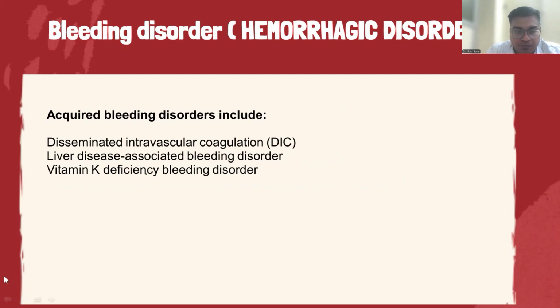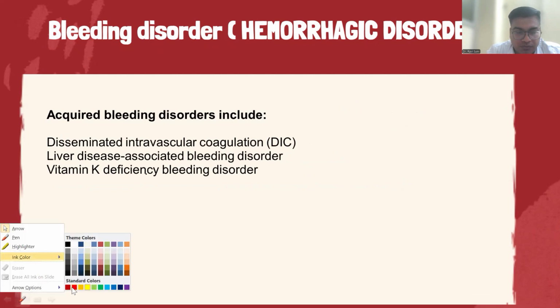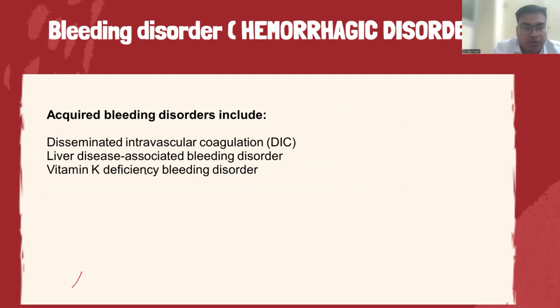Now come to the acquired disorders. In case of acquired disorders, we have some important disorders like disseminated intravascular coagulation (DIC), the various liver disease-associated bleeding disorders, and vitamin K deficiency bleeding disorders.